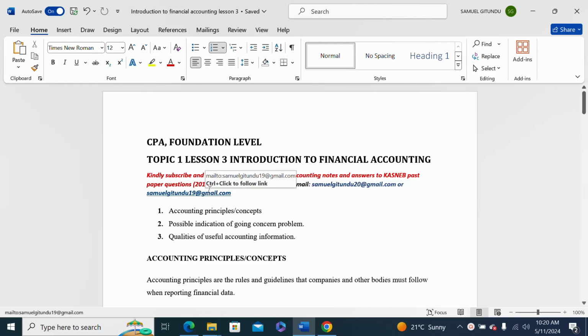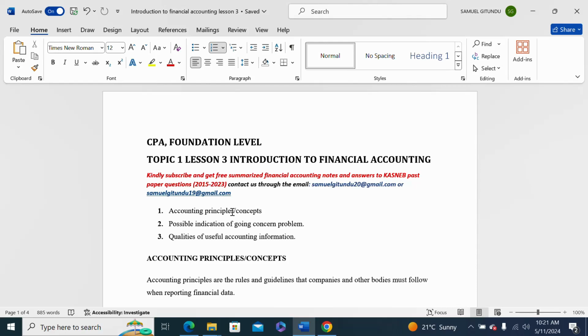Therefore, let us now start with accounting principles. What are accounting principles? Accounting principles or accounting concepts are the rules and guidelines that companies and other bodies must follow when reporting financial data.